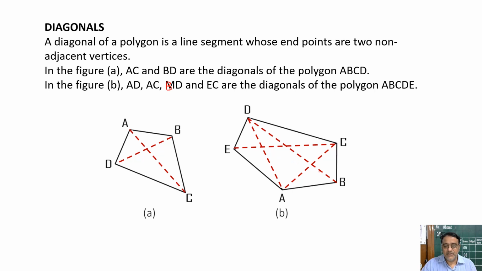Right? So 1, 2, 3, 4, and one more, BE, is also there. These two are also non-adjacent vertices. So total 5 diagonals are there. See, 1, 2, 3. So in a pentagon we have a total of 5 diagonals, right?